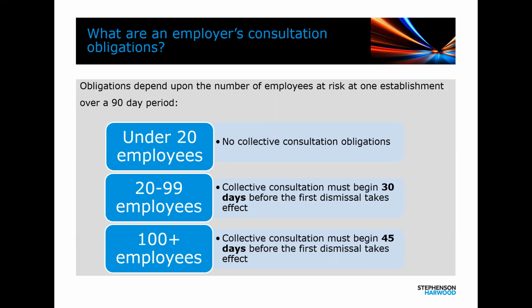Also note that I mentioned the 90-day period here. It may be that redundancies happen in stages, with small numbers being made redundant over a period of months. But if the total number of redundancies over a 90-day period meets the thresholds I've just talked about, then the collective consultation obligation bites. So what you can't do is 15 in the first month, 15 in the second month, 15 in the third month, and think that you're below the threshold of 20. You would aggregate all those numbers together.